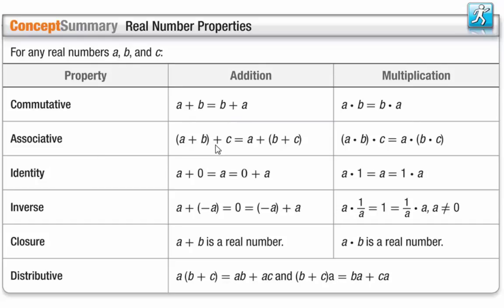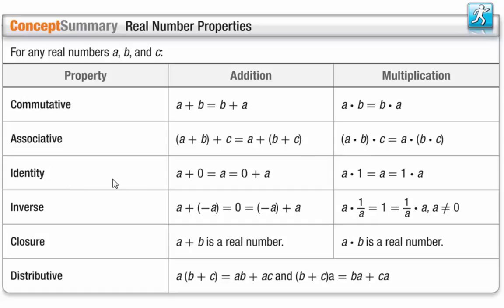We have the associative property. If both of the operations are addition, then it doesn't matter which one you add first, the first two or the last two. So we can move the parentheses as we want because the answer won't change. It doesn't work if you have more than one kind of operation, and it only works for addition and multiplication.